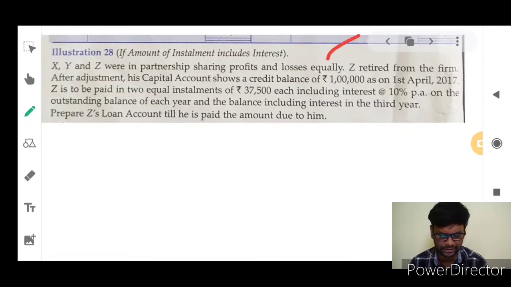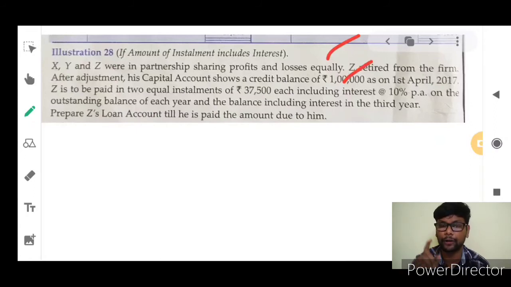Z retired from the partnership firm. After adjustment, his capital account shows the credit balance. So here also Z is retiring, at the same time his credit balance is 1 lakh rupees. So Z is maintaining credit balance. In this situation, if the firm is choosing the installment method, the firm has to transfer the particular partner's capital account to that particular partner's loan account. That loan account will be transferred to the reconstituted firm's balance sheet, isn't it?